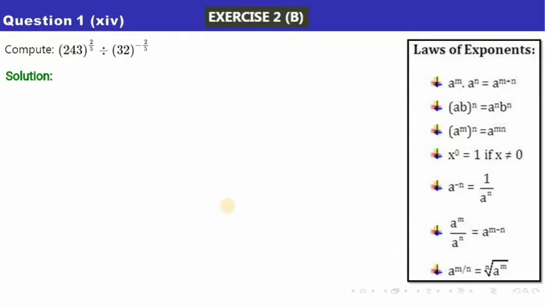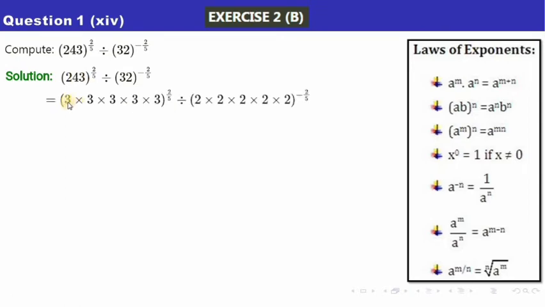Let's have a look at this now. Now you need to compute this, right? So again, as usual, you need to first factorize the numbers. Okay, so 243, when you factorize it, you get 3 into 3 into 3 into 3. So 5 threes you get. Okay, how many 3? Exactly 5 threes.